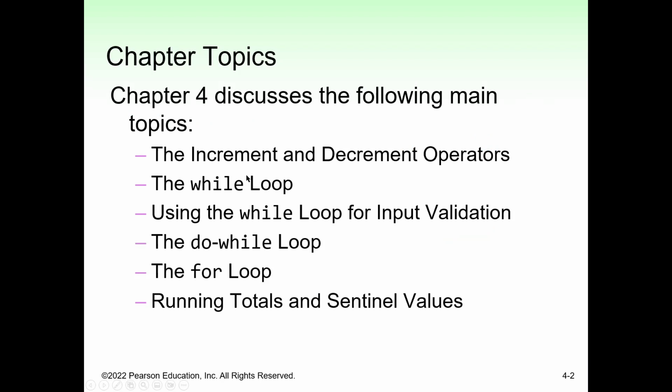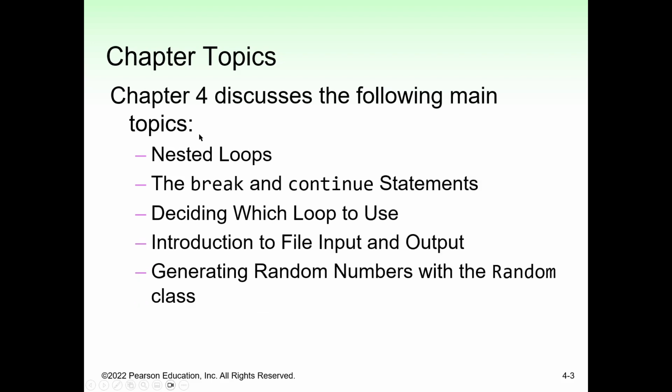So we're going to talk about the increment and decrement operators, the while loop, the do while loop, the for loop, how you would use the while loop for input validation, what are sentinel values, how to run a total, then a couple of nested loops, break and continue statements, deciding which loop to use, introduction to file input and output, and how to generate random numbers with the random class.